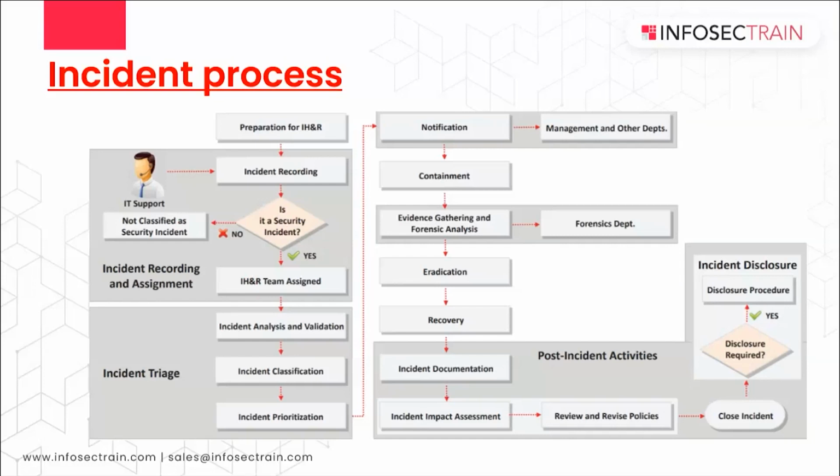When incident analysis and validation is done, the incident will be classified and prioritization will be done. Correct? See, multiple incidents can be there. Some incidents will have low impact, some can have high impact, some can have medium impact. So as per that, we have to prioritize them. Correct? Then triage, which I was saying: the incident will be analyzed, validated, categorized, and prioritized.